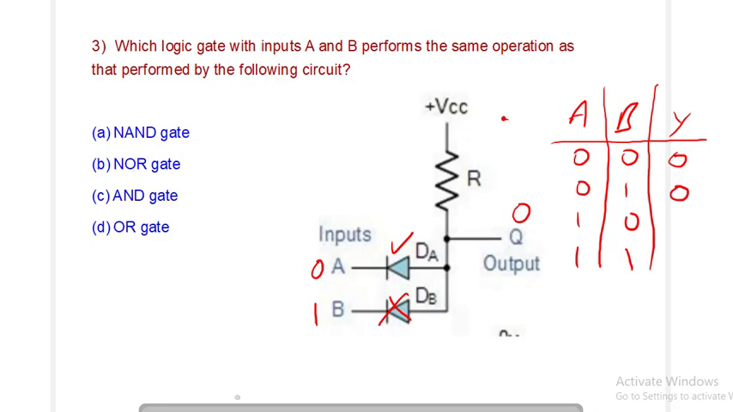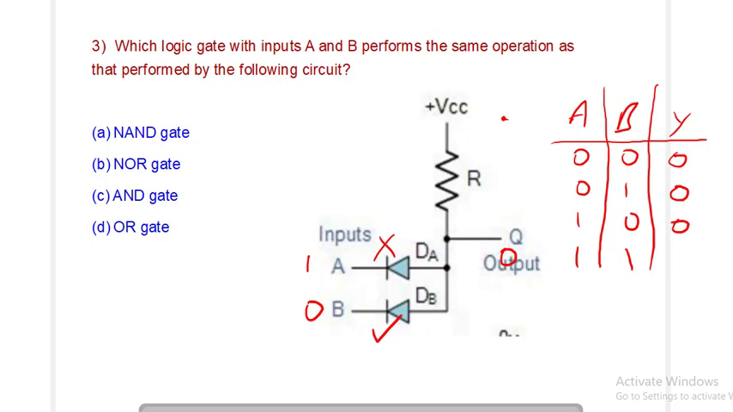Now in the third case also, what we see is that the input is 1 0, this is 1, this is 0. So in this case this diode will not conduct, it goes into reverse bias, but this diode conducts, and therefore, as any of the diodes conducts, the output becomes 0.